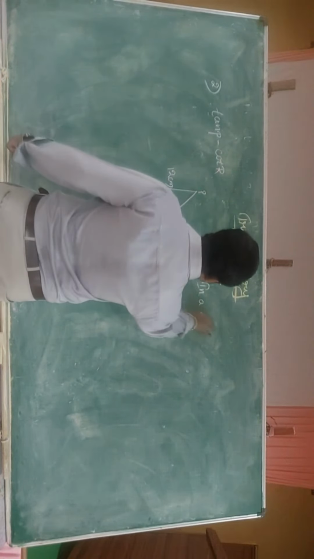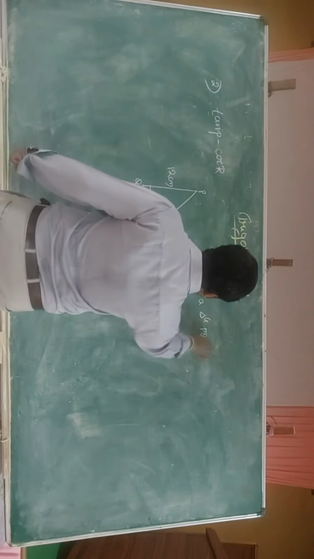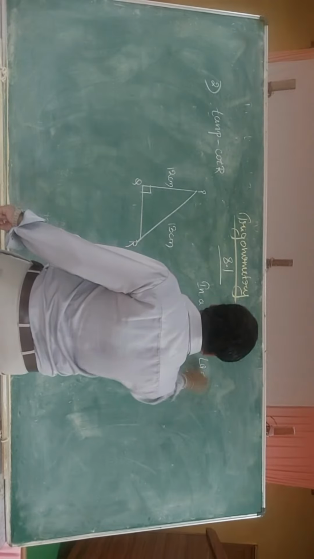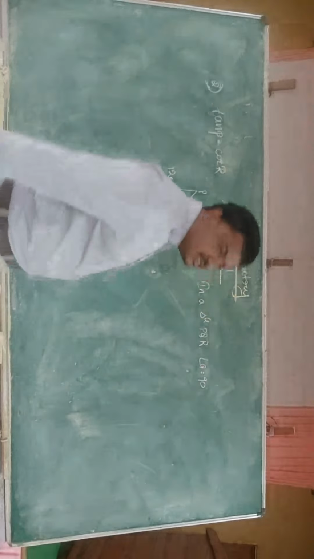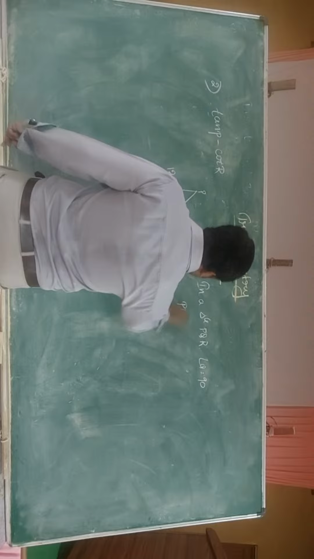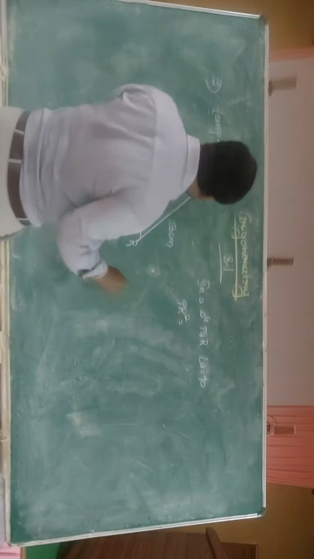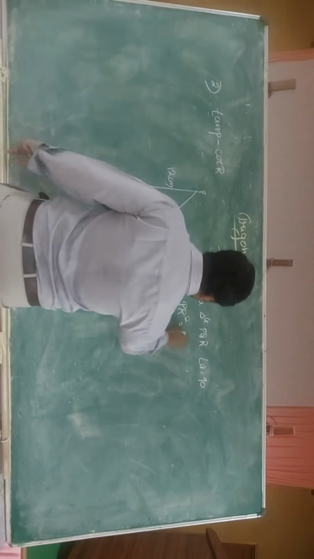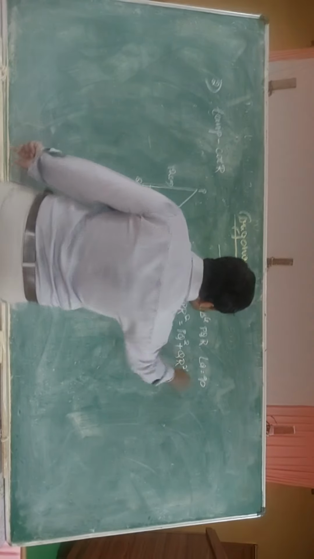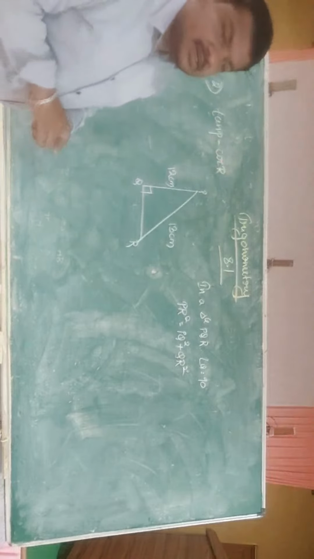So in a triangle PQR, right angled at Q, angle Q is 90 degree. The square of hypotenuse is equal to the sum of squares of the other two sides. PR square is equal to PQ square plus QR square.